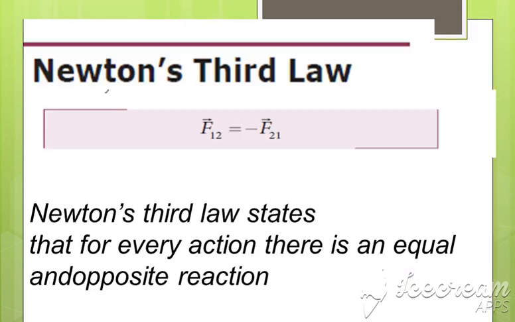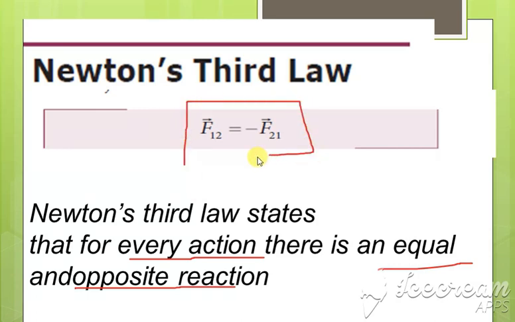So next we have Newton's third law. As we know already, for every action there is an equal and opposite reaction. Yes, that is the third law. For every action there is an equal and opposite reaction. That is given by F12 is equal to minus F21. This is the equation which expresses Newton's third law.